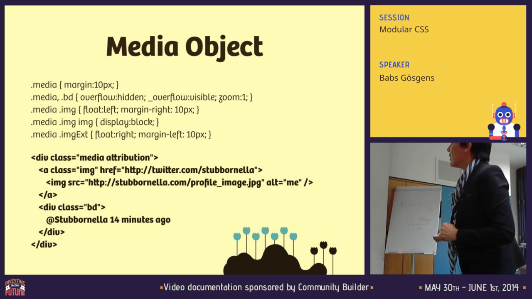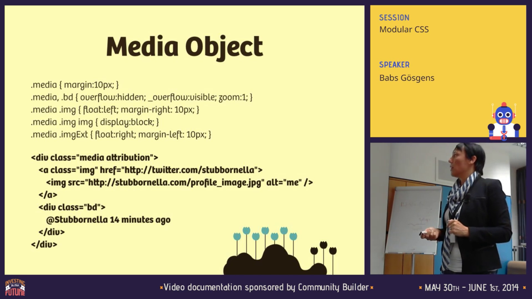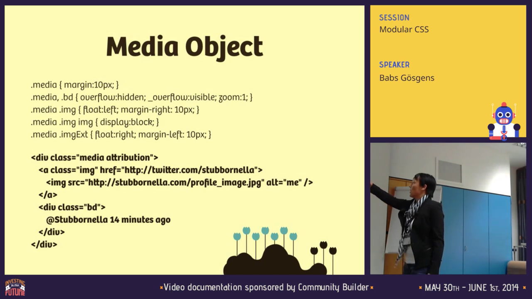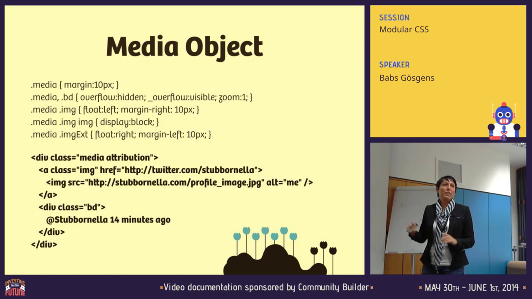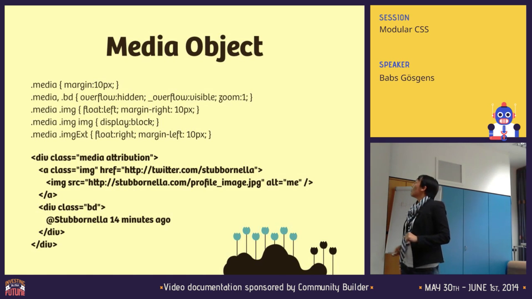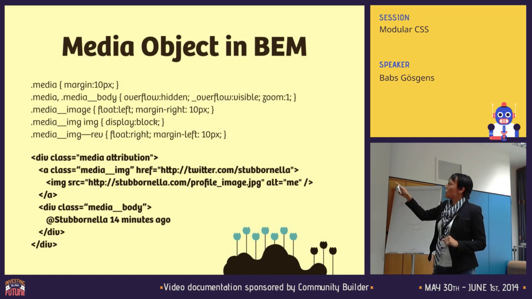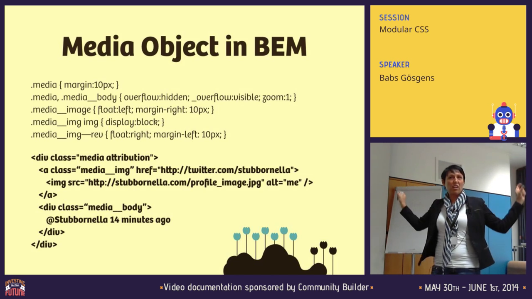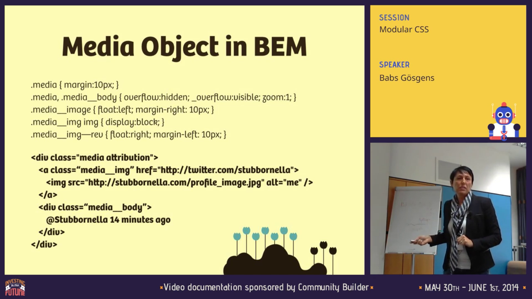Okay, so the media object we encountered earlier. So far, we know that we try to avoid non-shallow selectors. So we want shallow selectors, and obviously here there's two selectors that are not completely shallow, in that they are two levels deep: the media image and the media image extended. And BEM allows us to bring that back to a more shallow notation: media underscore underscore image and media underscore underscore image dash dash reversed. Unfortunately, this typeface kind of strings the two dashes along, so it looks like one very large dash.